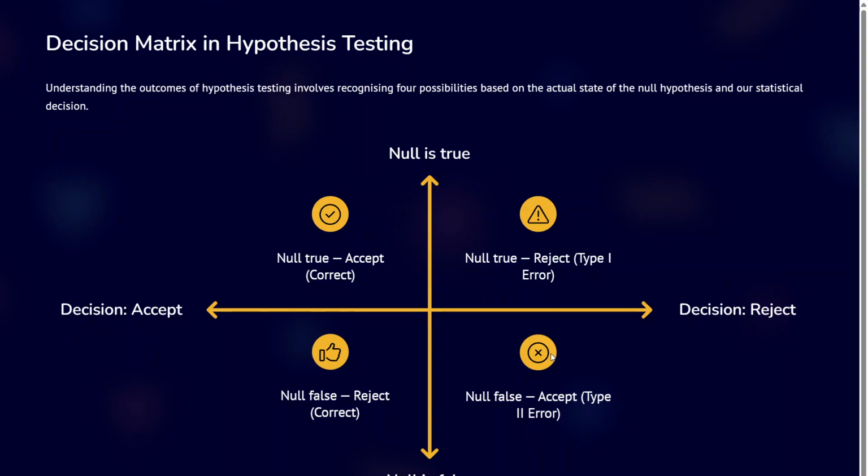This decision matrix shows the four possible outcomes. Two are correct decisions, and two are errors. It helps us understand the risks involved and why choosing the right significance level is important.